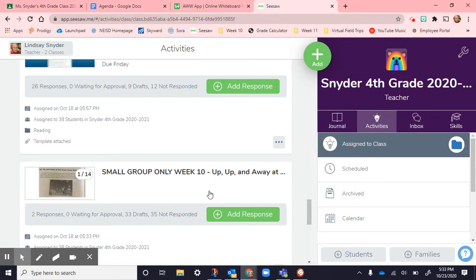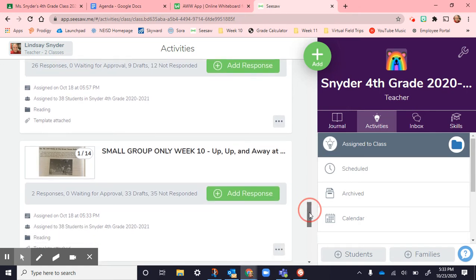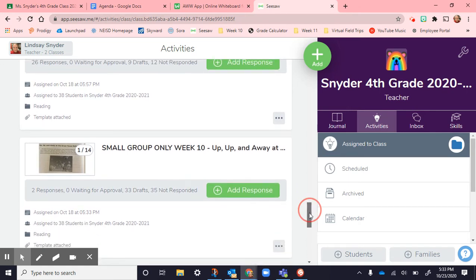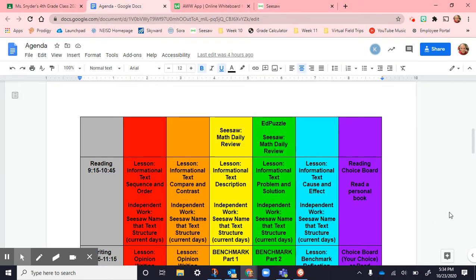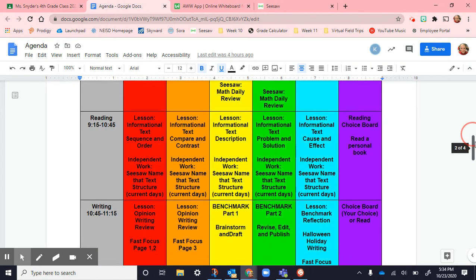And we finished the story today, so it's got quite a few questions that follow. So we'll hang on to this and we'll push it into next week. This week was busy, busy, busy with all the testing, so that is no problem. That is still sitting in the activities here on Seesaw. We'll keep going with that next week. All right, so that was reading.